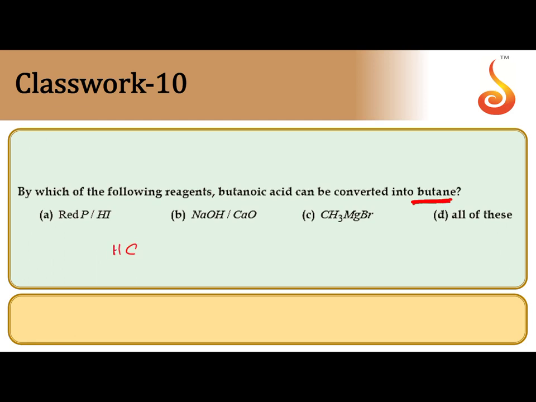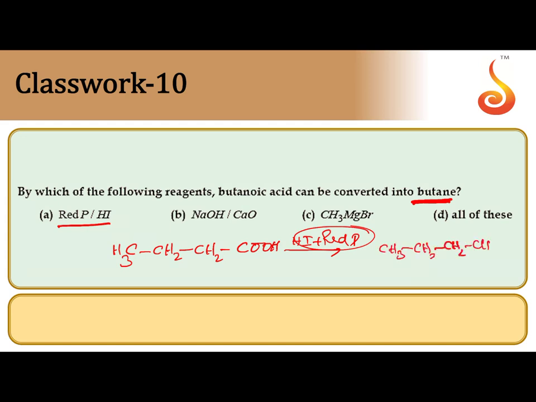By which of the following reagents can butanoic acid be converted into butane? Butanoic acid, we know, is CH3CH2CH2COOH. When carboxylic acids are reduced with hydrogen iodide and red phosphorus, the carboxylic acid is reduced to alkane with the same number of carbons. That's why you can get butane. So the answer is A. But you may think, why not sodium hydroxide and quicklime? When it is heated with quicklime, butanoic acid produces propane due to decarboxylation. One CO2 is removed. That's why the correct answer is A.